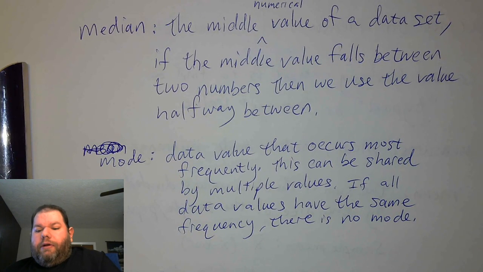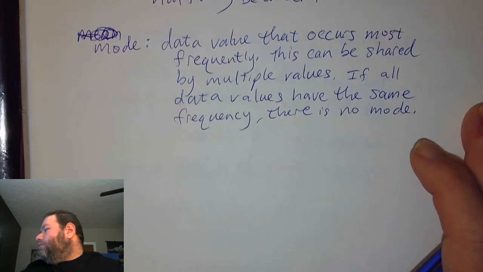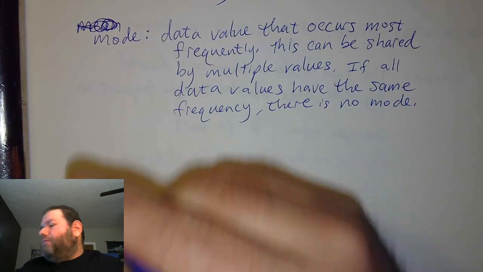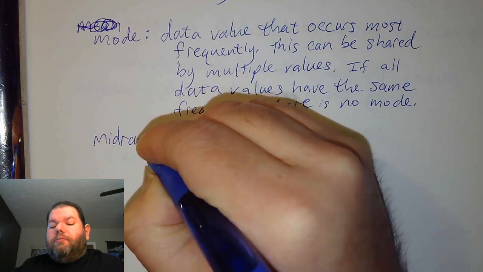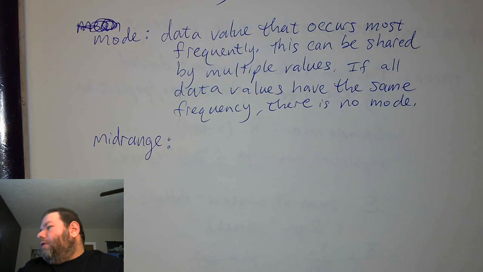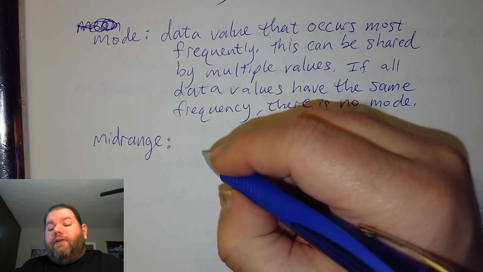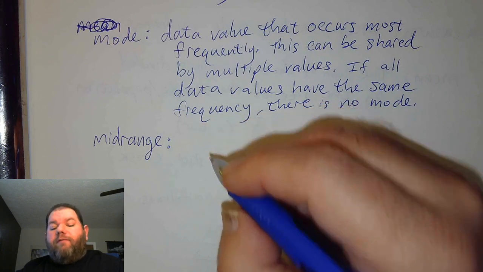So that's our mode, and the last one we'll look at is the mid-range. Now the mid-range tends to not be as useful, but it's one that we go ahead and calculate. This is the data value that's halfway between the minimum and the maximum values.